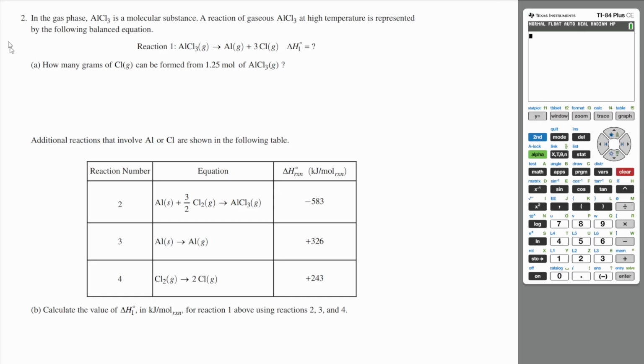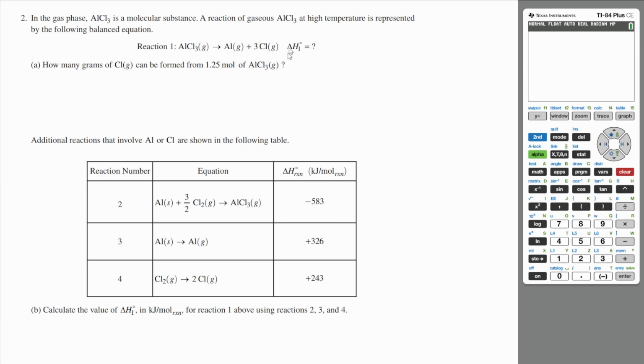Alright, let's move on to question 2. In the gas phase, aluminum chloride is a molecular substance. A reaction of gaseous aluminum chloride at high temperature is represented by the following balanced equation. A, how many grams of chlorine can be formed from 1.25 moles of aluminum chloride?